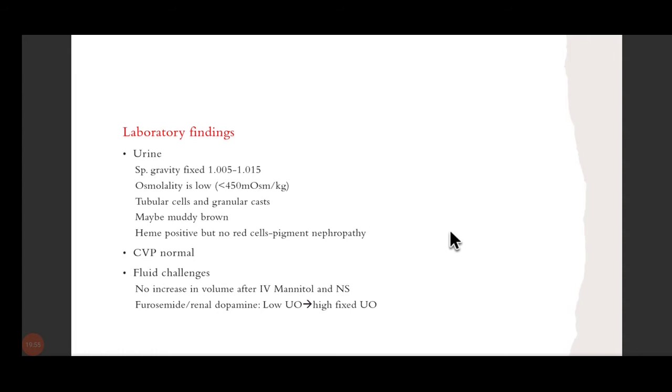despite giving fluid challenges like intravenous mannitol or NS, you will still see no change or increase in the urine output. If you administer furosemide and renal dopamine, the low urinary output is converted into a high fixed urinary output. So it does not improve the kidney function, it just improves the urine output.